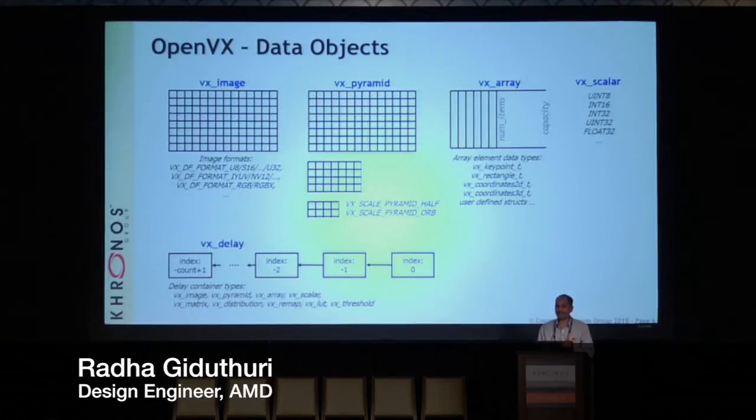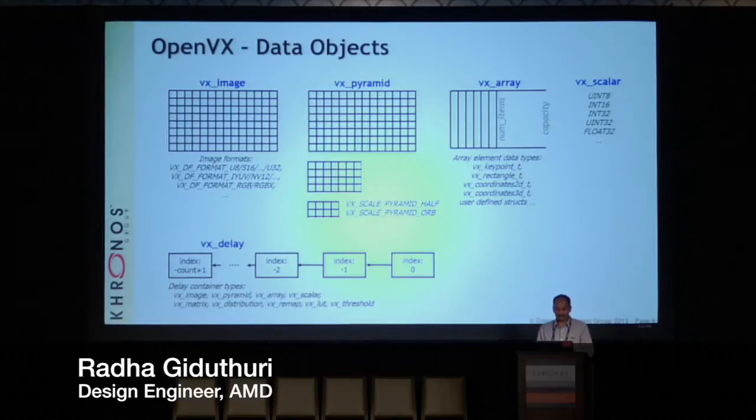What other classes are there? There's a scalar, which is a very primitive data type such as an integer. A lot of these functions take configuration parameters, such as a threshold or a strength threshold, that can be represented using a scalar.